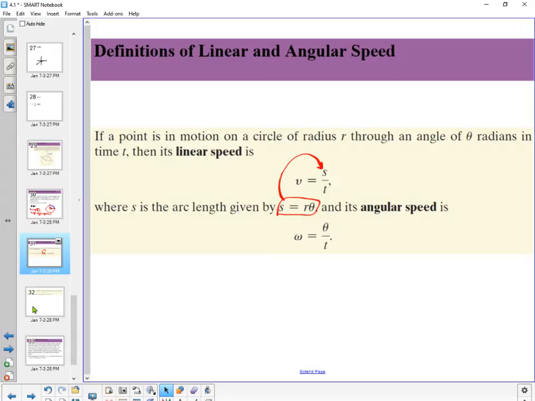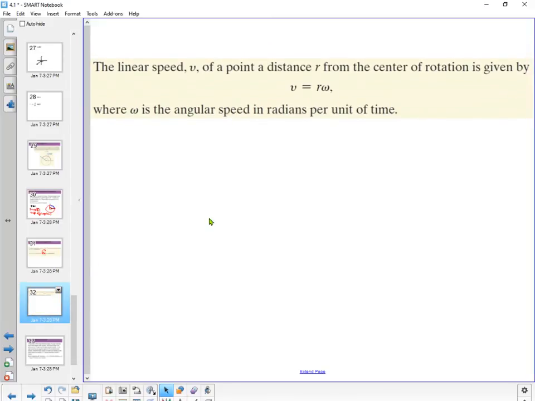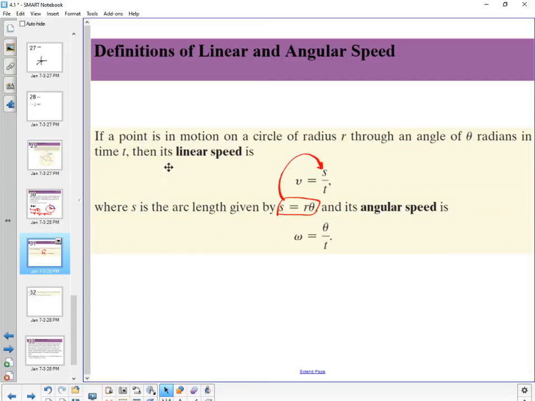Anybody still writing? Got one more formula for you. This is for linear speed. What is that? Linear speed. What is that? It's not W, it's a Greek letter. That's angular, I believe. Linear speed is this. Let's see.